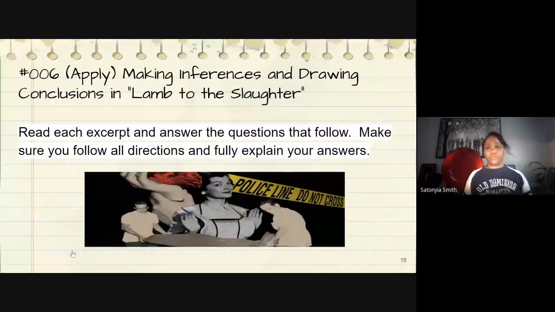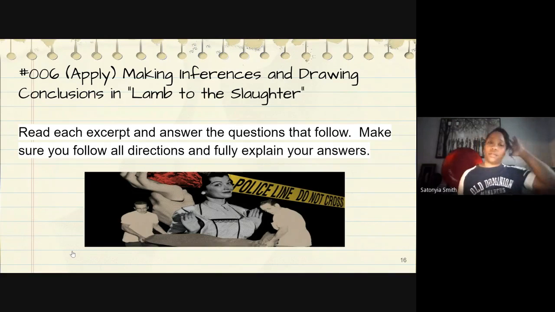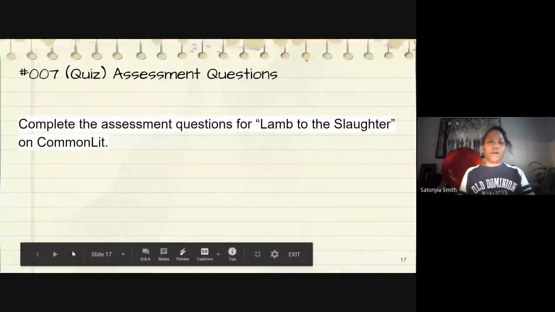Okay. So now, after you have read the text and answered the guided reading questions, it's time for you to do number 6, apply and make some inferences and draw conclusions in Lamb to the Slaughter. I have some excerpts, and you are going to read each excerpt and answer the questions that follow. So make sure you follow all directions.